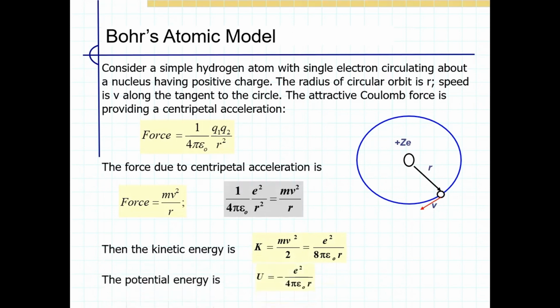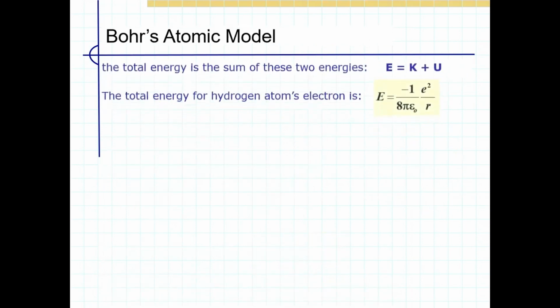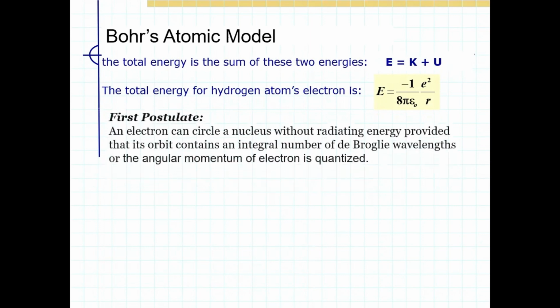The potential energy for such a system in which there is a Coulomb force is given by minus e square divided by 4 pi epsilon naught times r. It is 1 over r with a minus sign. The force is a Coulombic force, then the potential energy is behaving like 1 over r. So the total energy is the sum of these two energies, and if we write down both of them and add them, we get minus 1 over 8 pi epsilon naught times e square divided by r. This is the total energy.